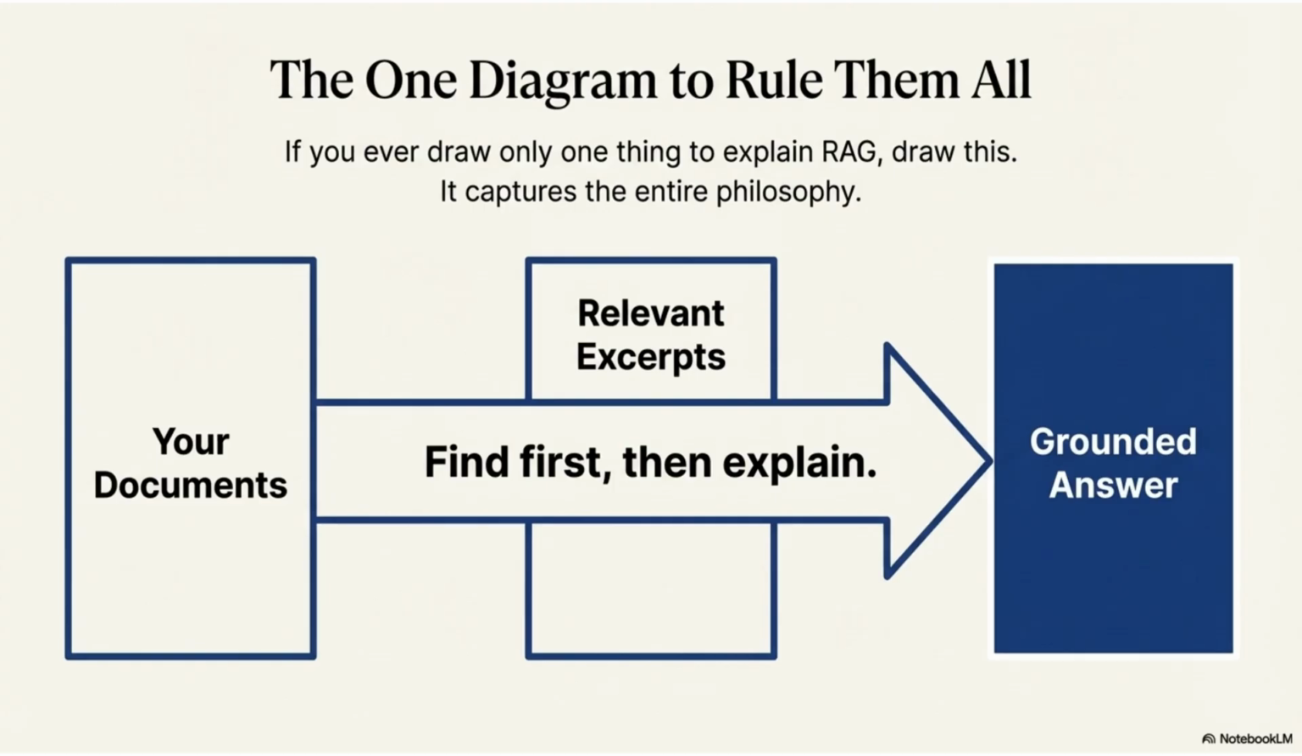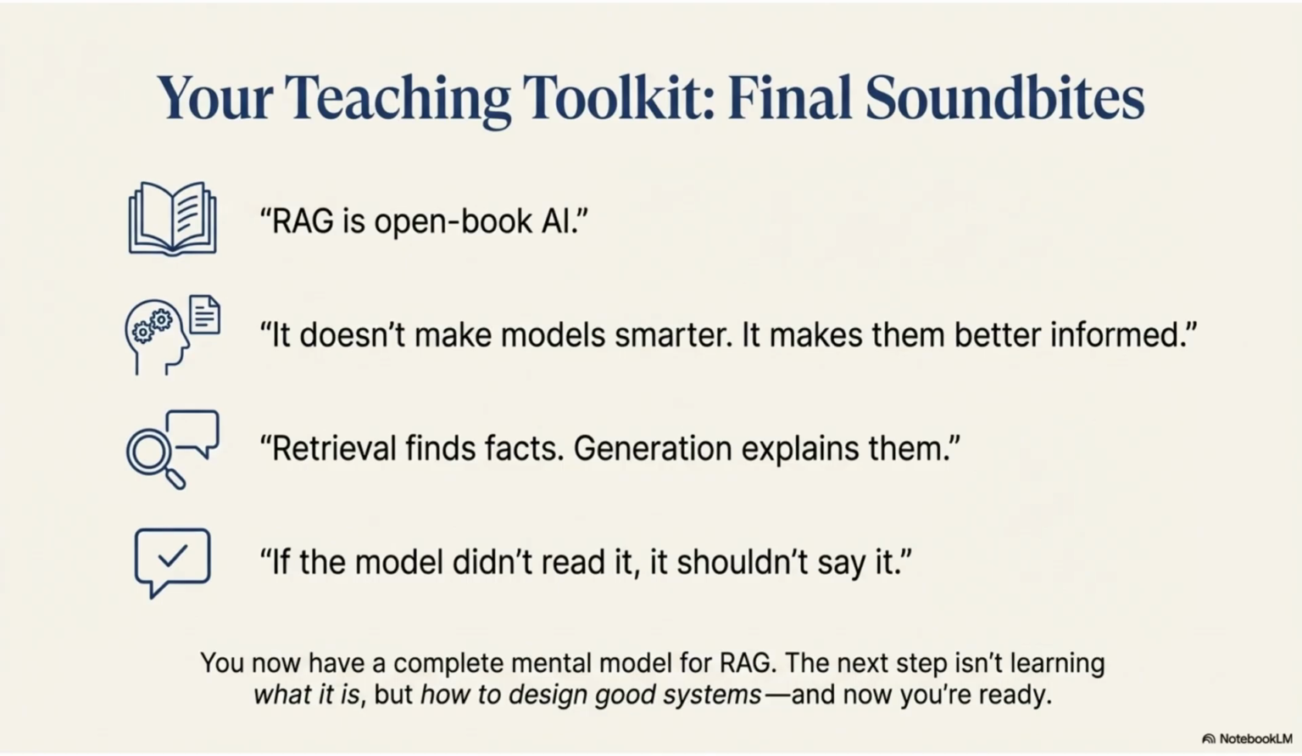This diagram captures the entire RAG philosophy: find first, then explain. Relevant excerpts are retrieved from your documents and passed to the model, leading to a grounded answer. Here are final soundbites for your teaching toolkit. RAG is open book AI. It doesn't make models smarter, it makes them better informed. Retrieval finds facts, and generation explains them. If the model didn't read it, it shouldn't say it. You are now ready to design good RAG systems.